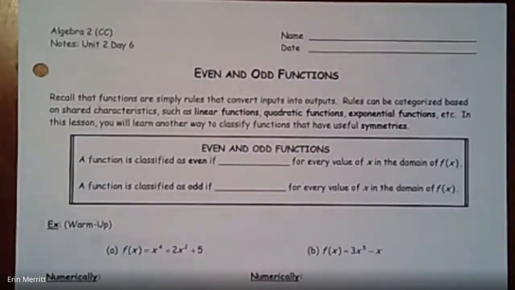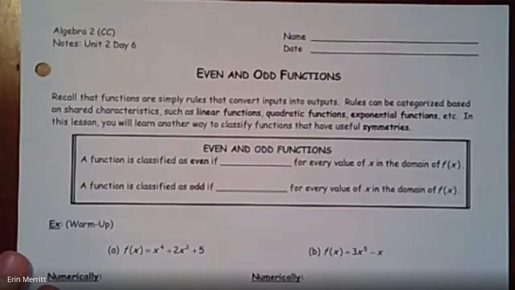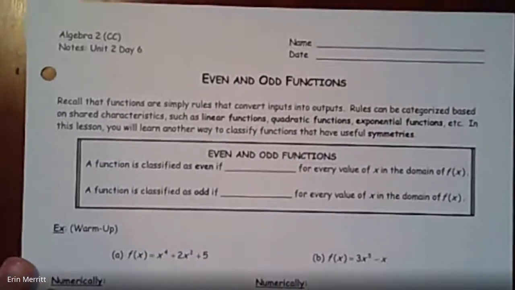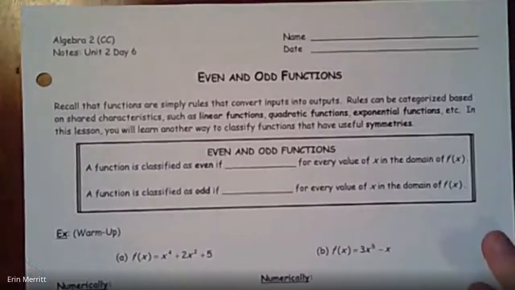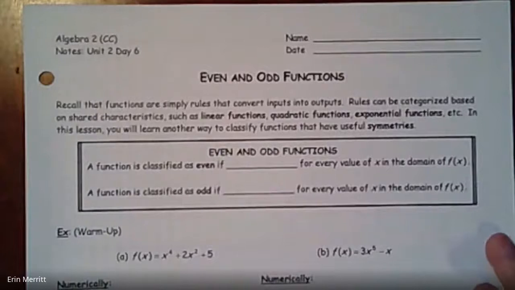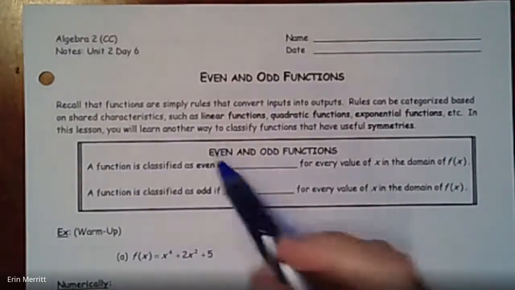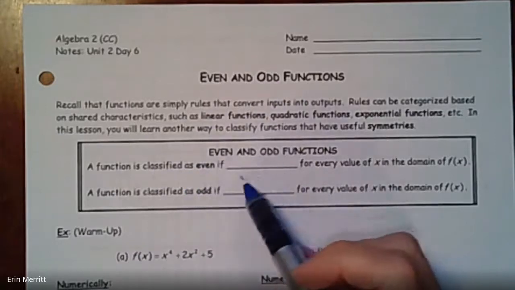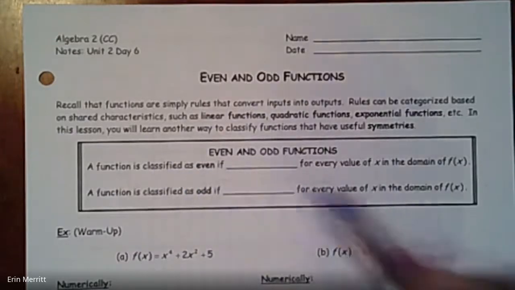All right. So what does even and odd function mean? It's just another way that you can classify functions. Like we talked about one-to-one functions, we talked about onto functions, this is another way that you can classify or group them based on their characteristics. So here, when it says a function is classified as even, we're going to write it in a slightly weird way, but roll with me on this.